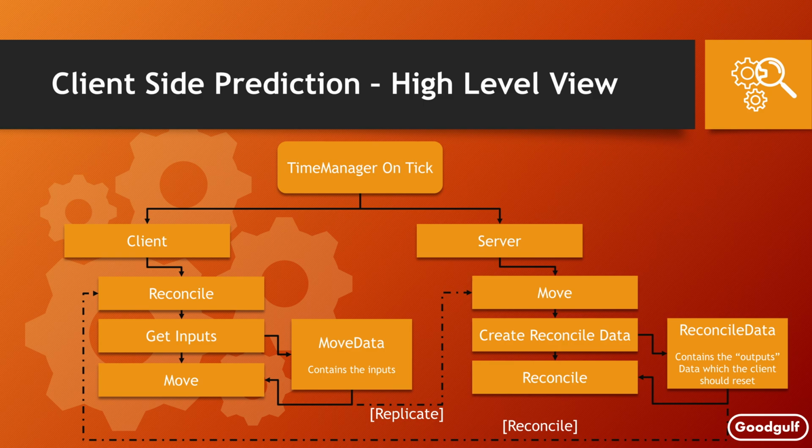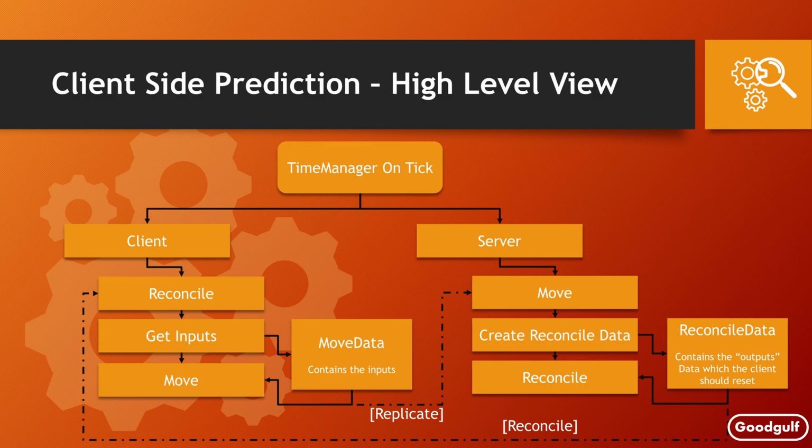What does the high-level concept look like? Basically, you divert the inputs and character move from the MonoBehaviour's Update method to the NetworkManager's OnTick. This OnTick is synchronized across servers and clients. On the client side, you first reconcile the character's movement with the data received from the server. Then you gather the movement inputs into the move data and use it to move the character. Using the replicate mechanism, this move data is also passed on to the server.